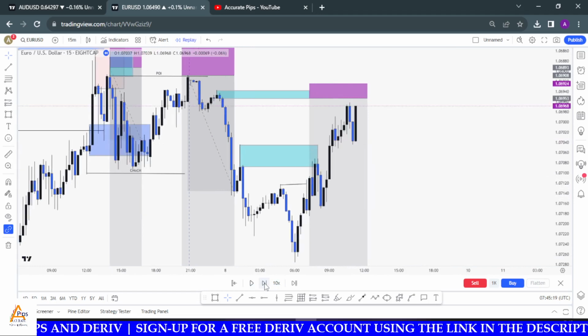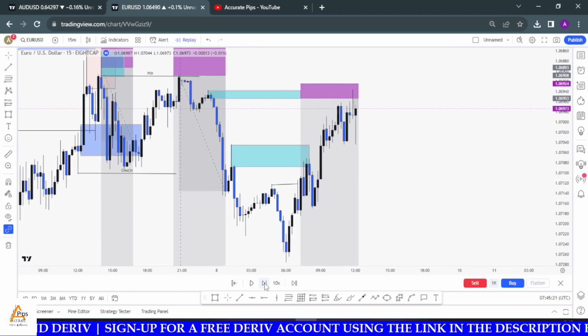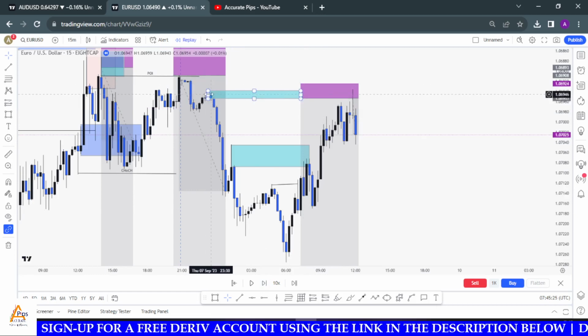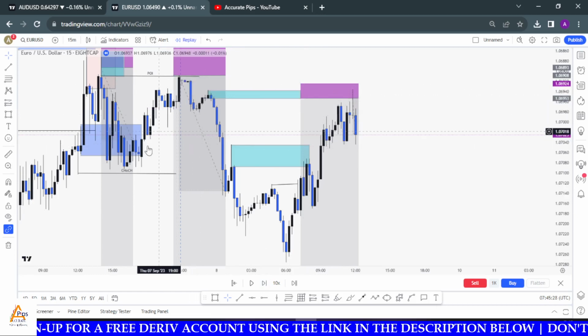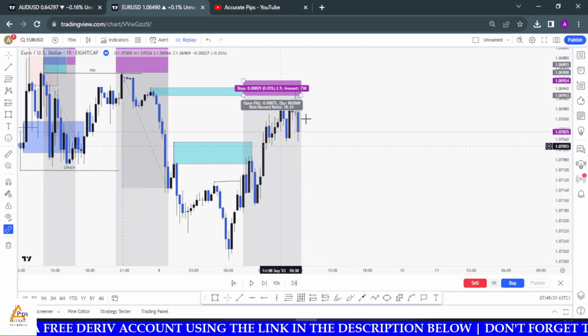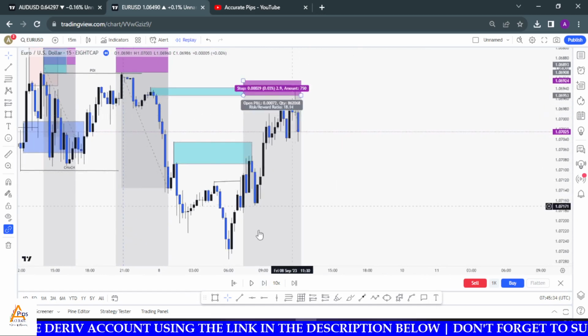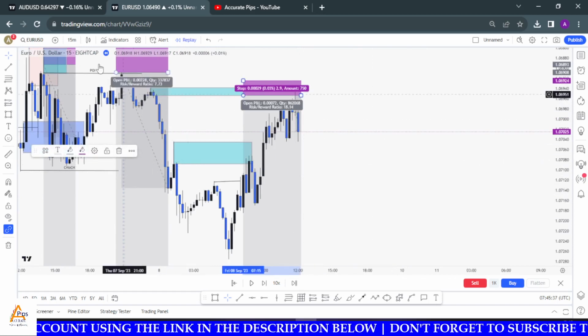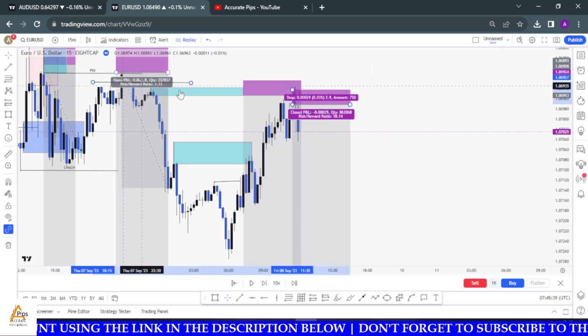Let's see if we got tapped in. Okay, so you see, look at this. We have the sweep here. Okay, we sweep that area as well, and then what do we see? Price taps in, and then we begin our journey. Okay, as I said, we begin our journey.